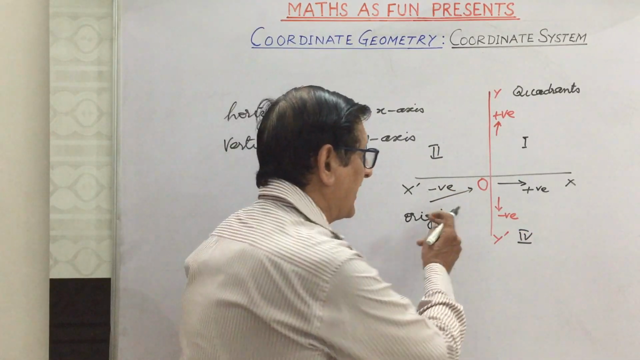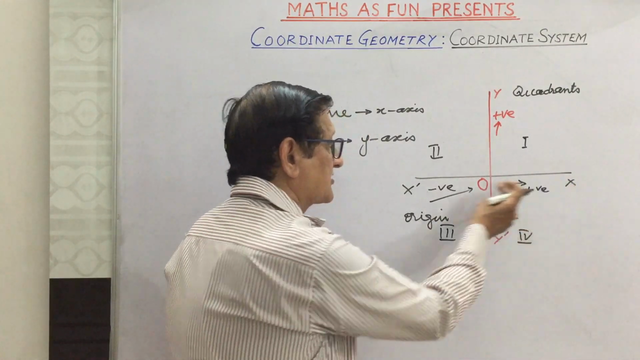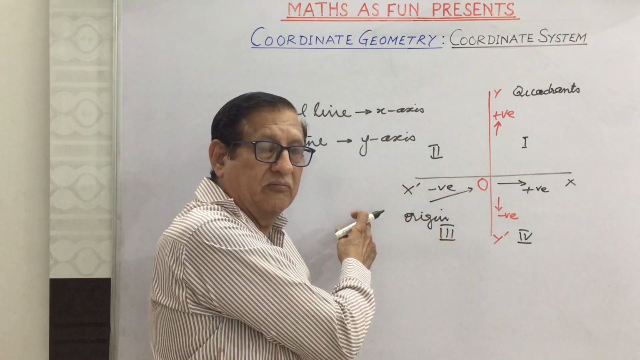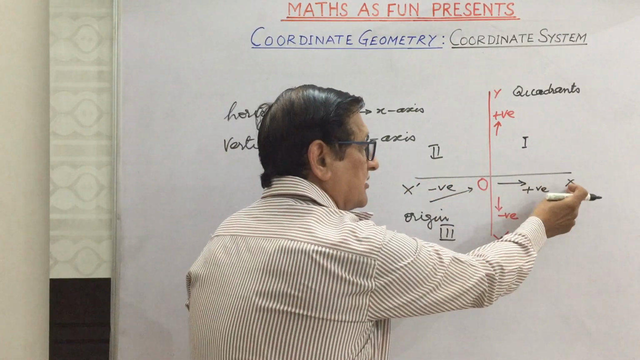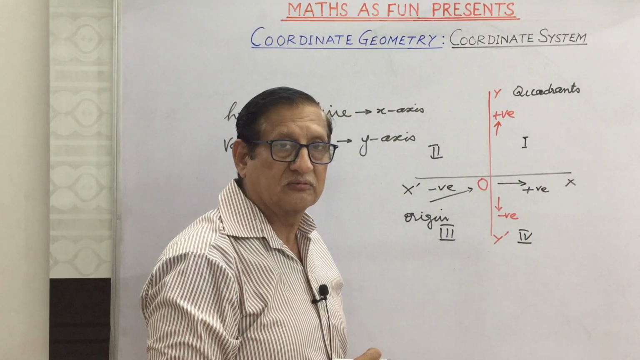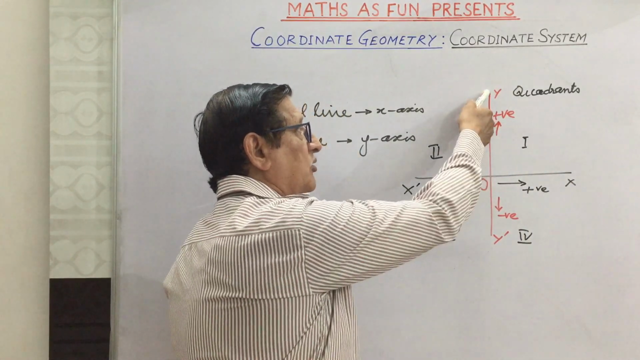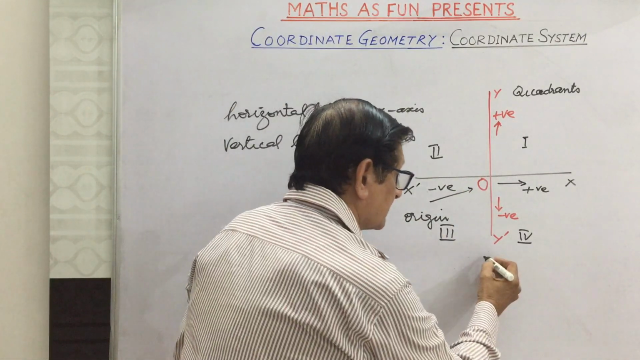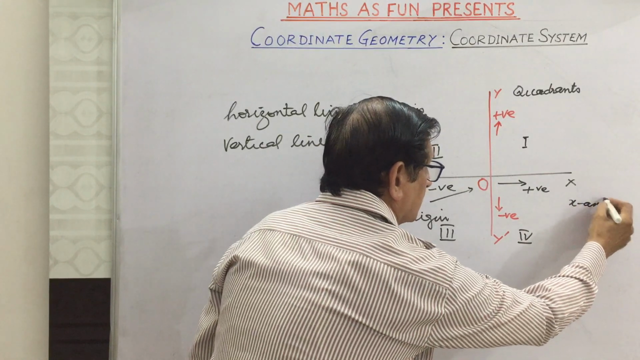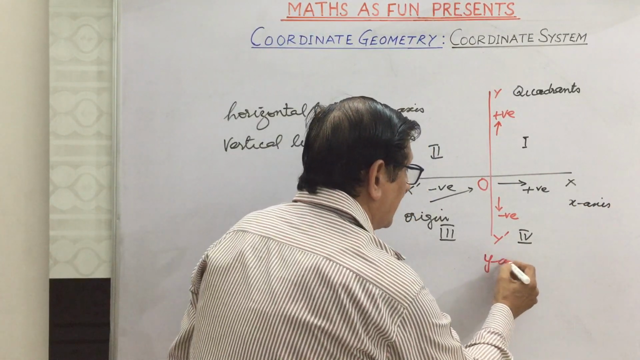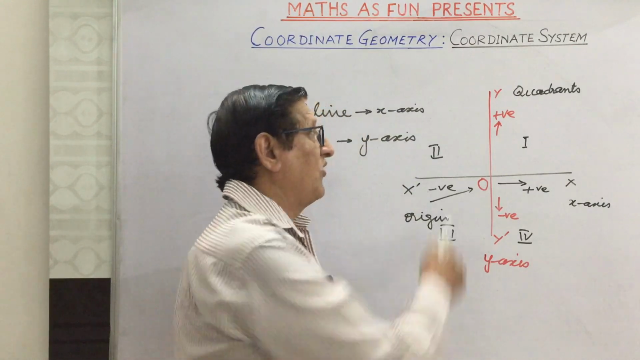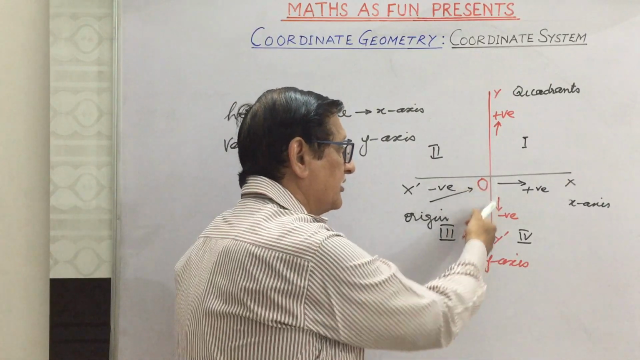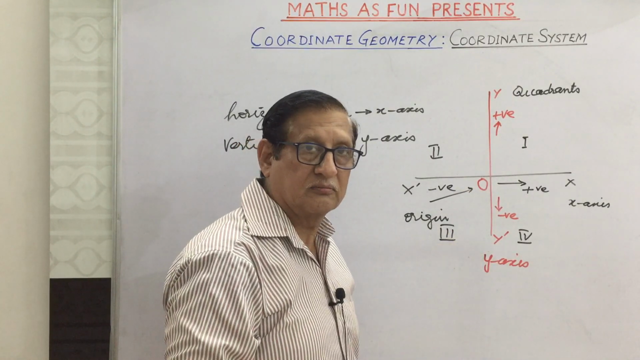Now this x-axis has been described as ox dash. Ox dash is representing the negative numbers and ox is representing the positive numbers. Here we call it y dash, that is the y-axis. So this we write as x-axis and this we write as y-axis. Oy is towards the positive direction and oy dash is the negative direction of this.